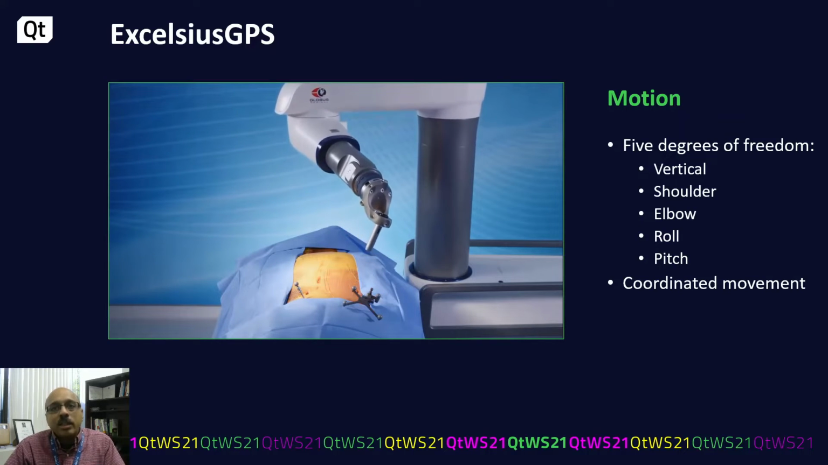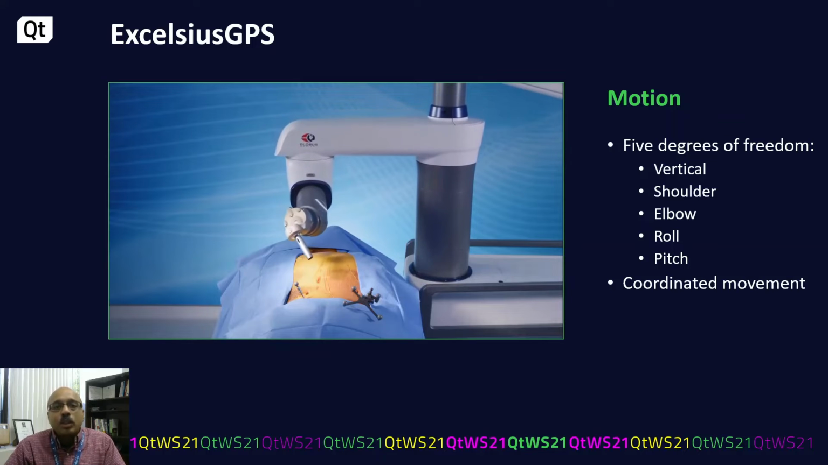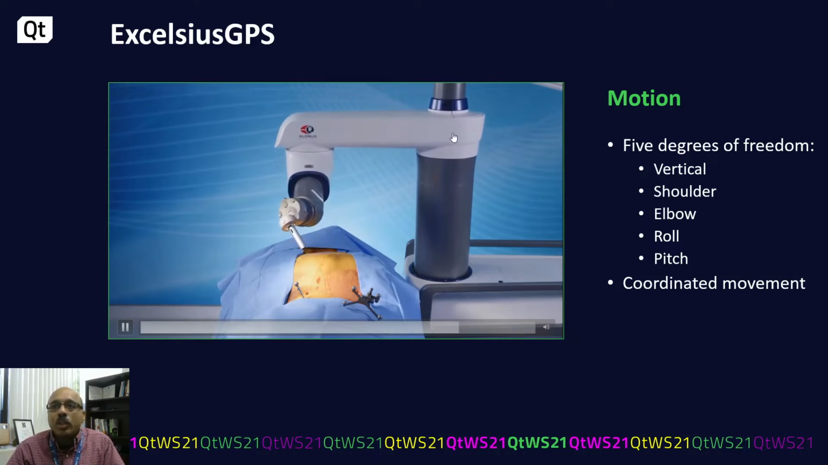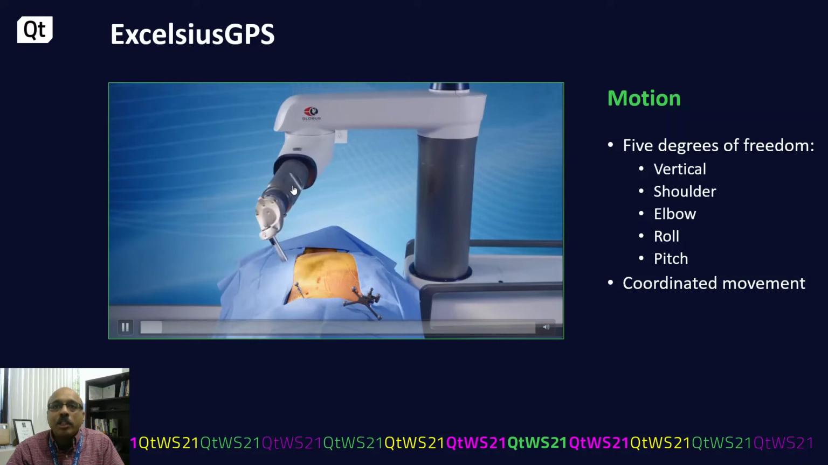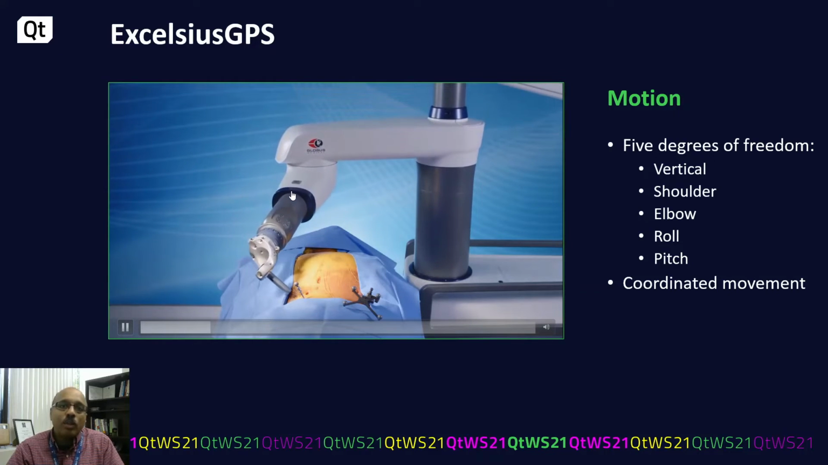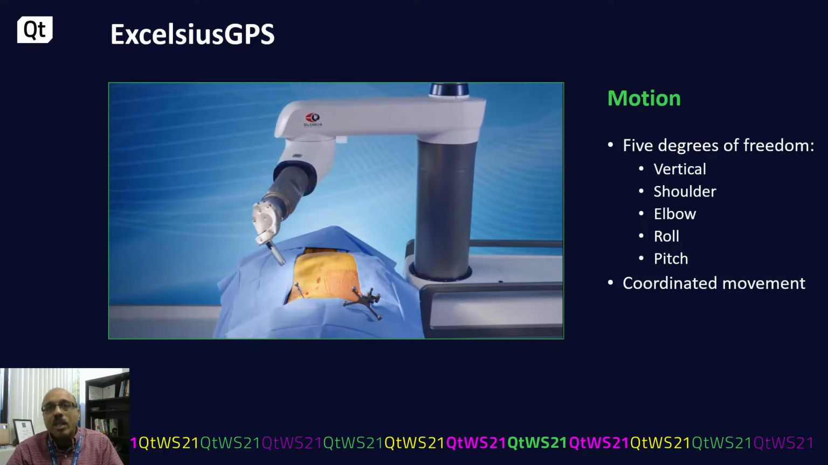It has a vertical that can go, of course, up and down. It has a shoulder arm, which is shown right here. The elbow is over here, and the wrist joint has 2 degrees of freedom. It can do a roll and a pitch.